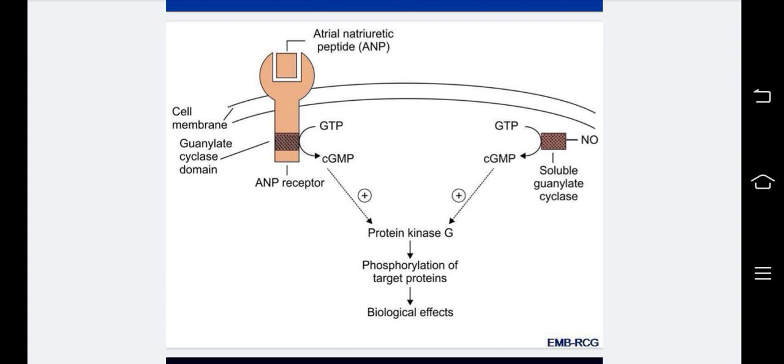The cell membrane has the guanylate cyclase domain. Atrial natriuretic peptide, GTP, cGMP, ANP receptor, protein kinase G, phosphorylation of target proteins, biological effect, soluble guanylate cyclase.